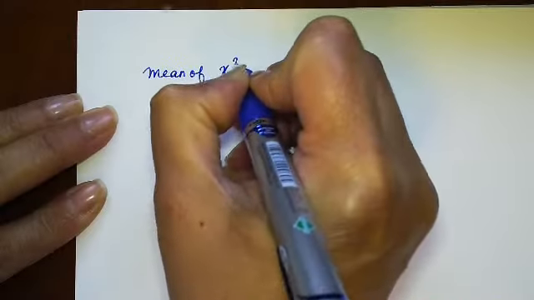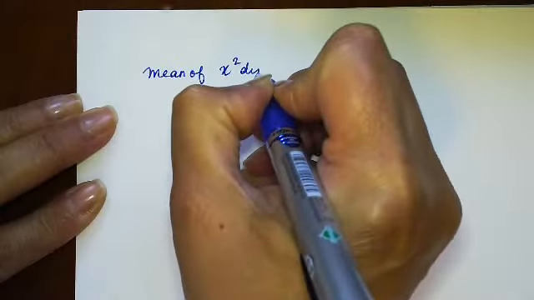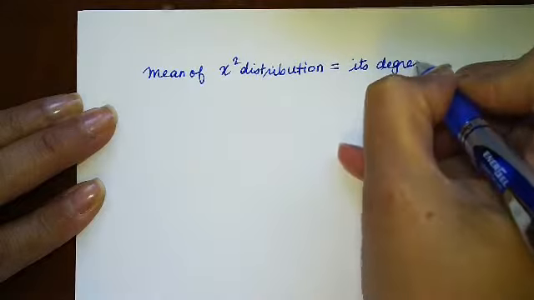Good afternoon, folks. I'd like to finish up the chi-square, and there are a couple of things to mention here. First thing is that the mean of the chi-square distribution is equal to its degrees of freedom.